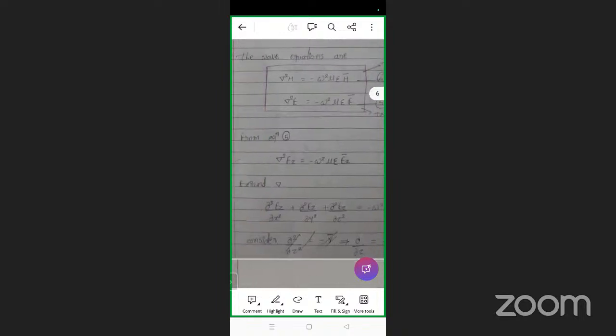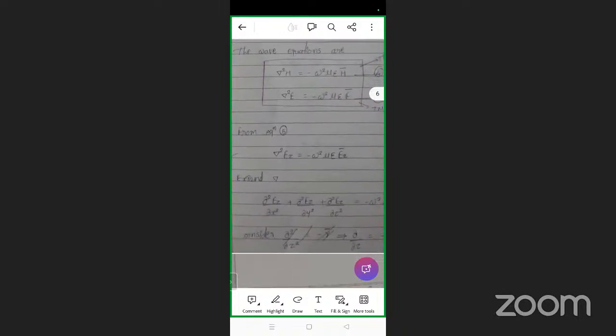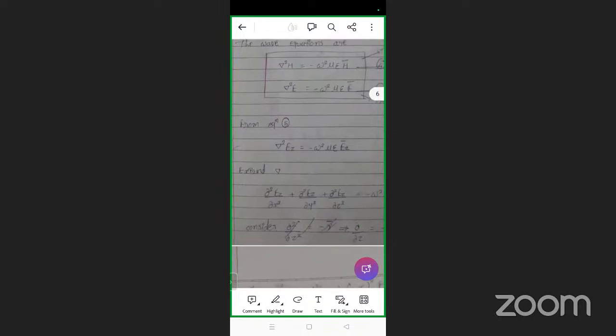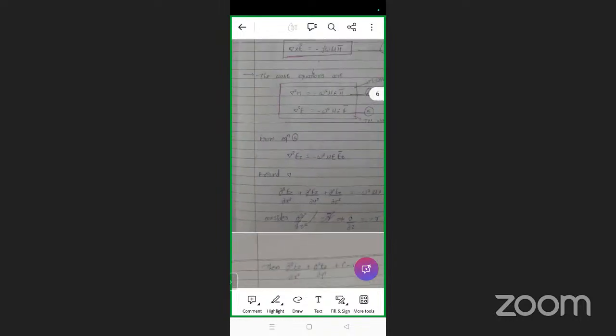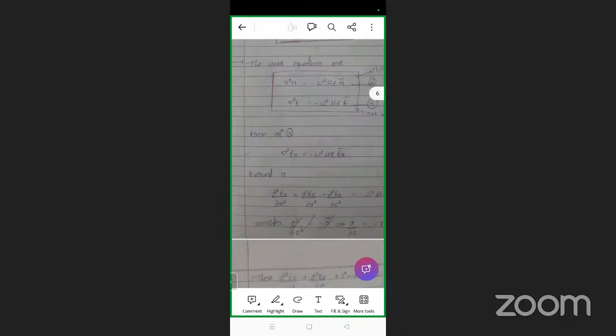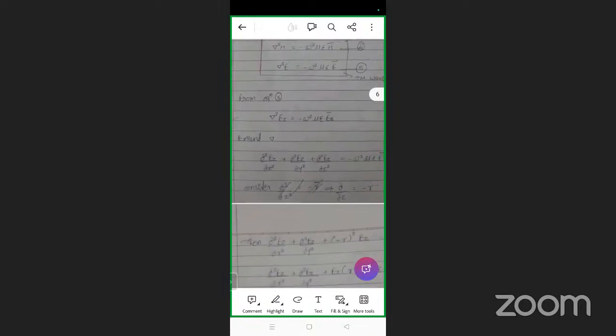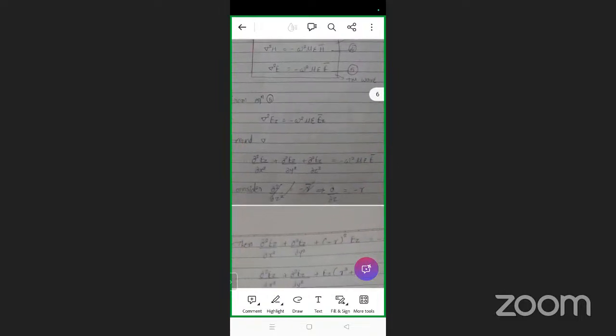From equation 5, I am solving the derivation part for the electric field along the Z direction. Along the Z direction, we write del square Ez equal to minus omega square mu epsilon Ez. This electric field I am writing in terms of the Z axis, Ez, and expanding the term del. If I expand it, we get dou square Ez by dou x square, plus dou square Ez by dou y square, plus dou square Ez by dou z square, equal to minus omega square mu epsilon Ez. The RHS part is written as it is.